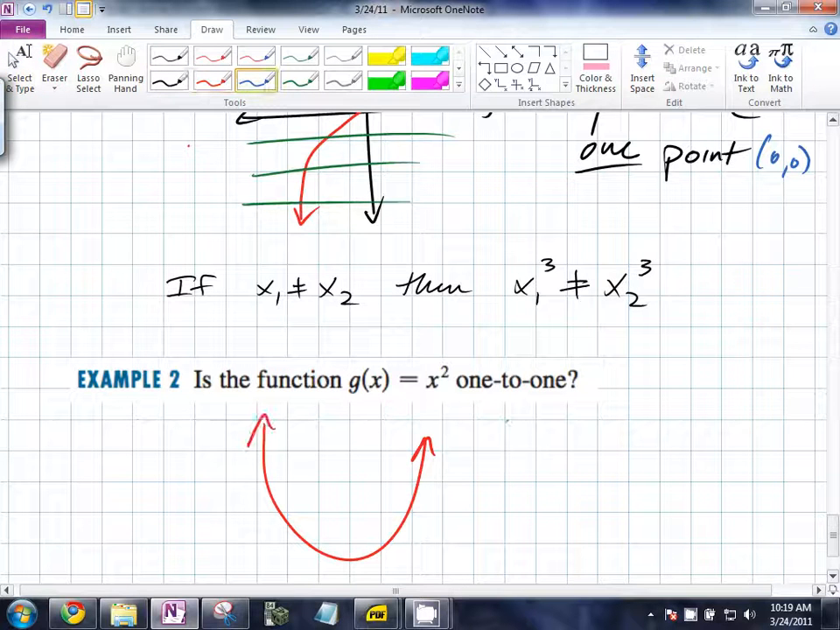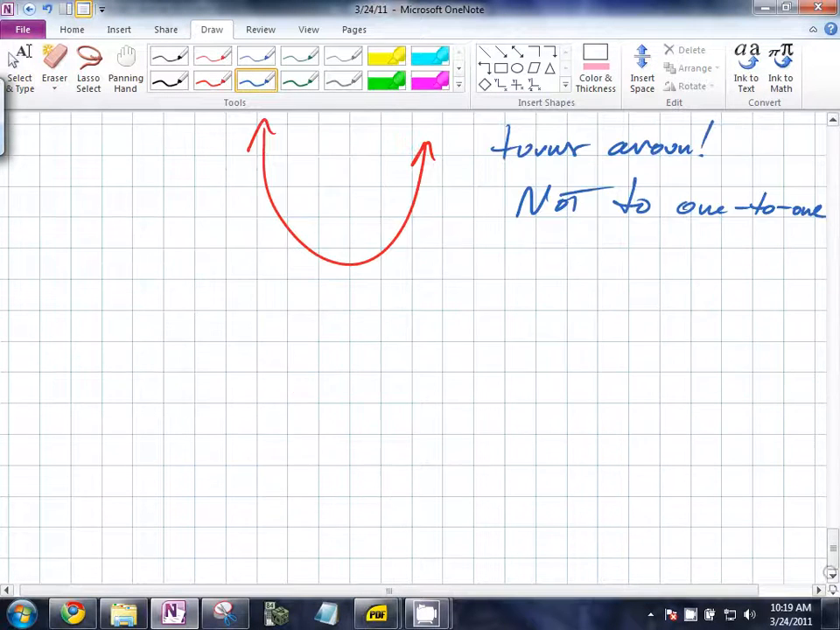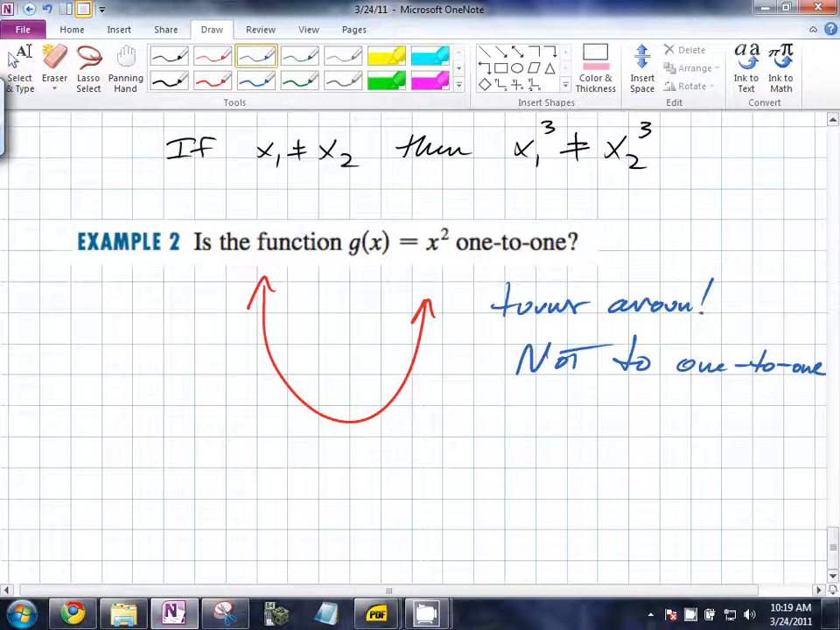Not 1 to 1. How many horizontal lines do you need to prove something is not 1 to 1? Exactly. You just need 1. So you just need 2 x values. So in this case, pick 2 x values that are going to have the same y value for x squared. Pick 2. 1 and 3 and 5. 3 squared is not 5 squared. But negative 1 squared and 1 squared are both 1, right?